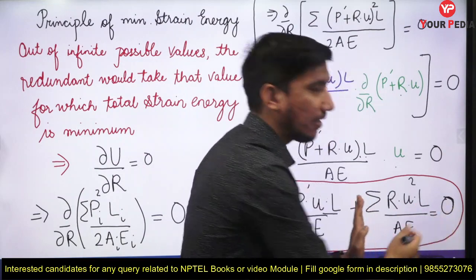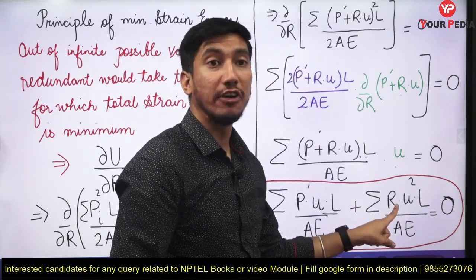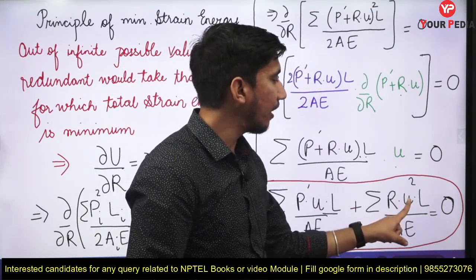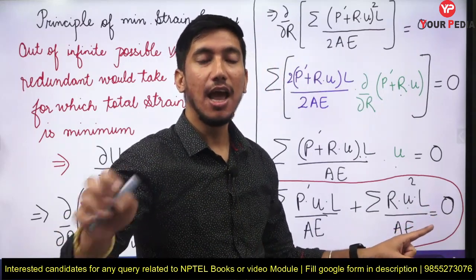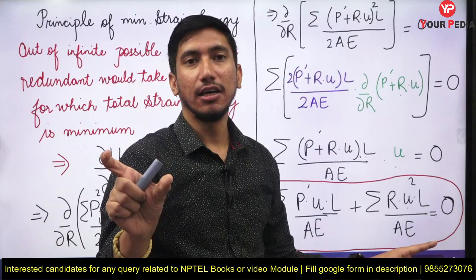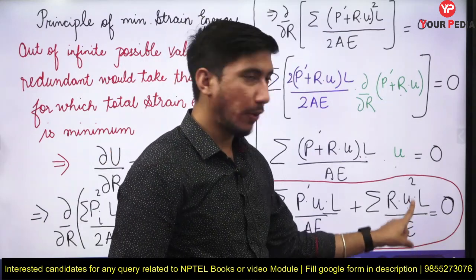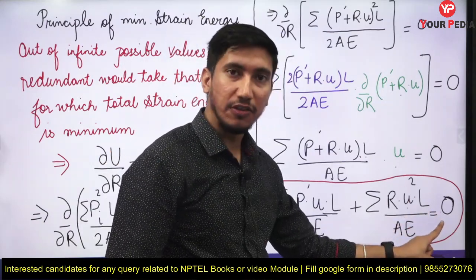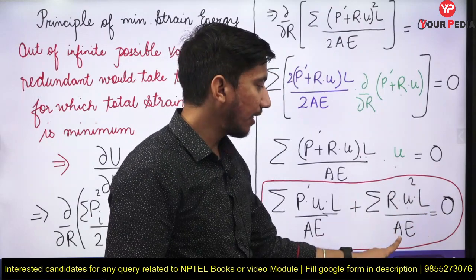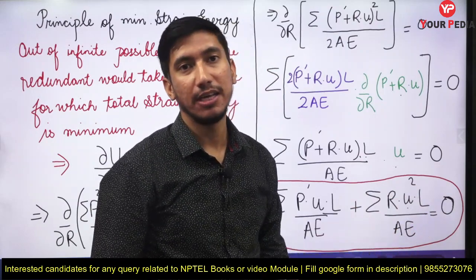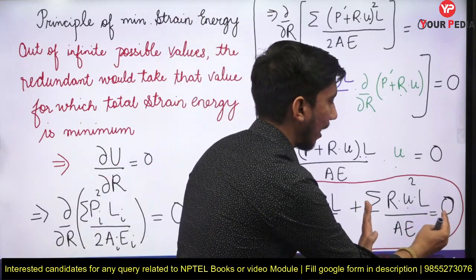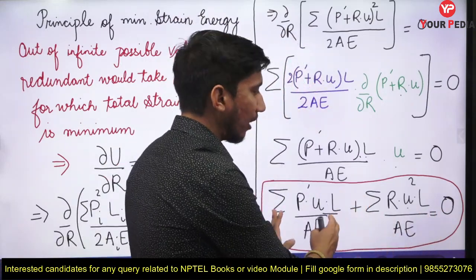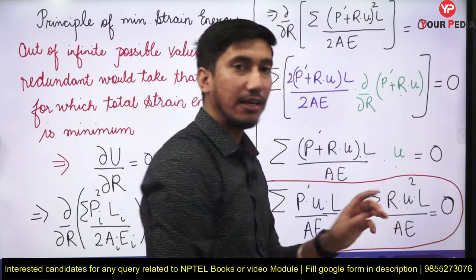Now what happens in the second term? In the second term we have the value of redundant, and we find the value of the force in member AC under unit loading, and we square it. Then we multiply it with the length of the member AC, then divide by the area and the modulus of elasticity of member AC, and then we find it for all the members, we sum it and we find this value also. So this value we have, but still R we don't have.